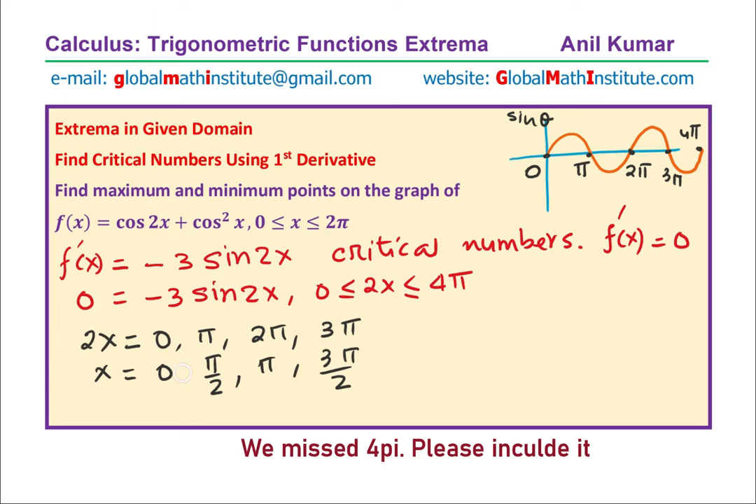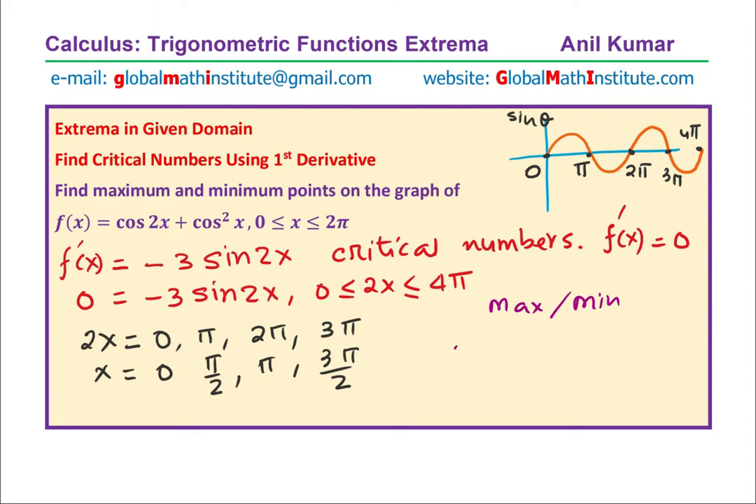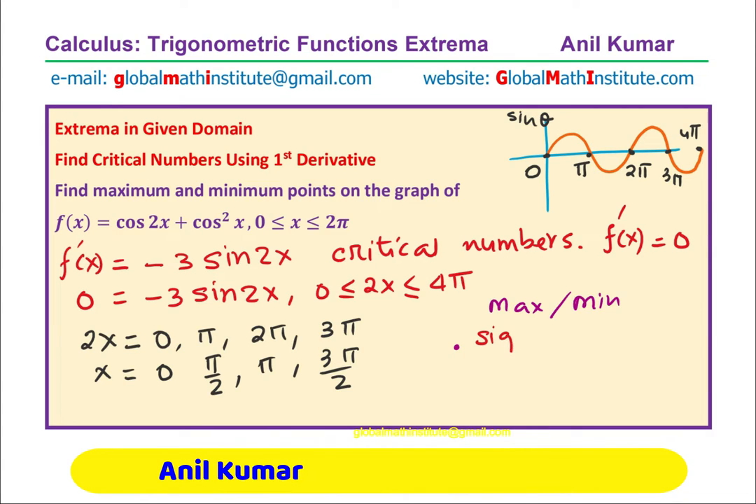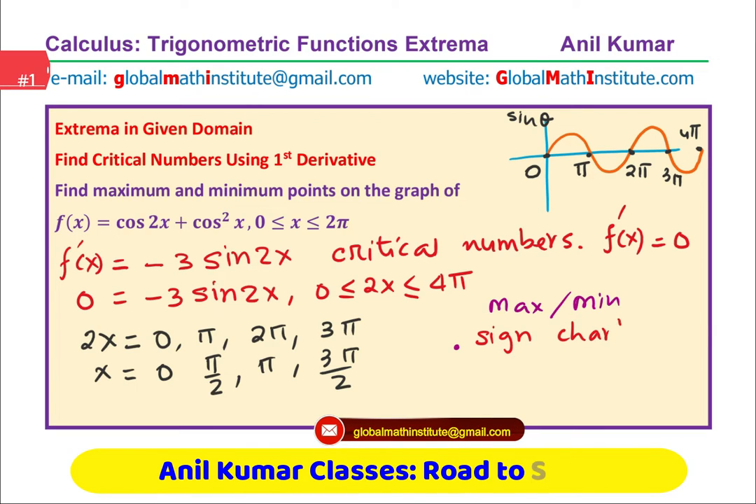Now, some of them will alternately be maximum and minimum, so we need to figure out which is which. You have an option: do the sign chart. Now, how do we identify whether these are maximum or minimum? This is the major question, right? So we have two approaches. One is the sign chart. You can see how the maximum and minimum change, right?